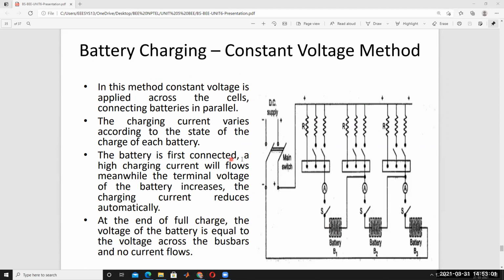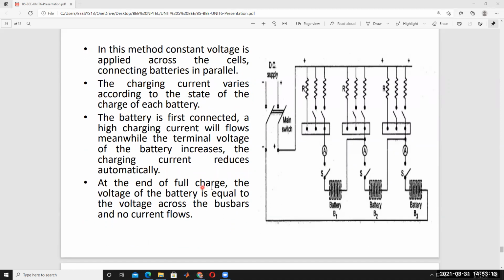When the battery is first connected, a high charging current will flow. Meanwhile, the terminal voltage of the battery increases and the charging current reduces automatically. At the end of the full charge, the voltage of the battery is equal to the voltage across the bus and no current flows. This battery voltage and this supply voltage are the same, then both voltages are equal and no current flows through the battery.